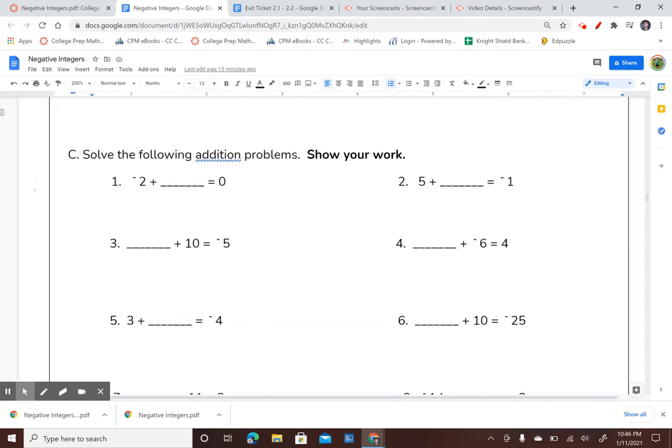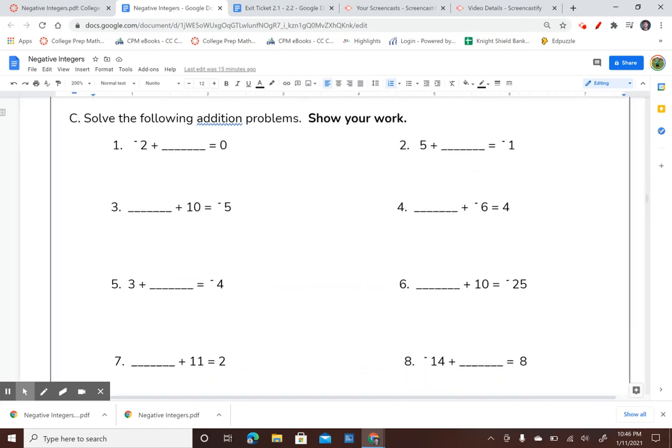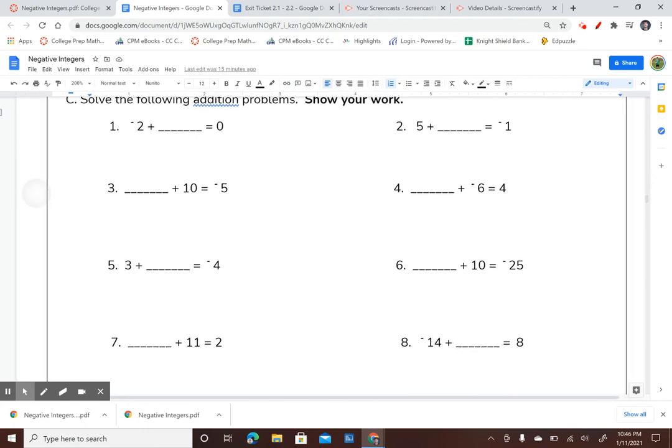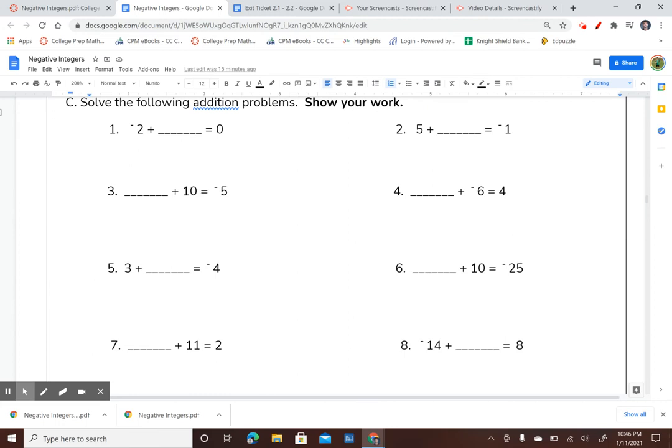You're going to finish up the rest of the problems for part B, and then you're going to look at part C here. This time you're finding the missing value. So in other words, if my equation is negative 2 plus a number to get 0, what would that number be? And then if we look at 5 plus what number would give me negative 1? All right, so you're going to fill out the rest of these for problem C.